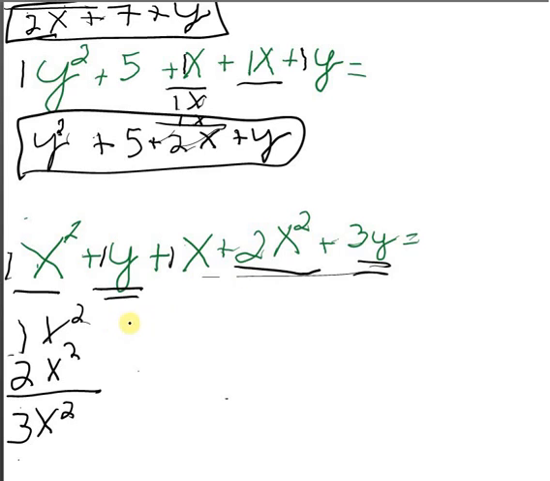Now these guys are next. 1Y and 3Y. We're adding those. And that's going to be a positive 4Y. X is alone, so we just drop his positive. And we have completed it.